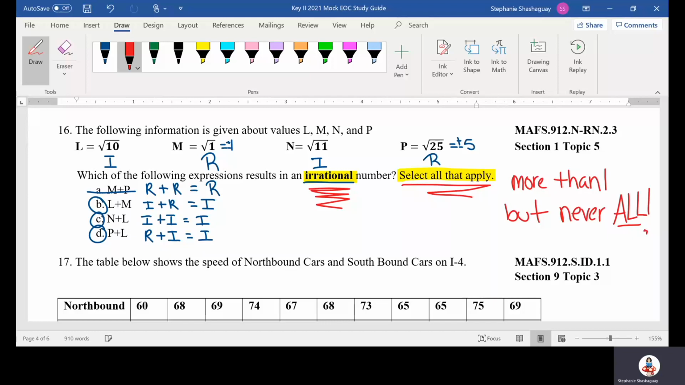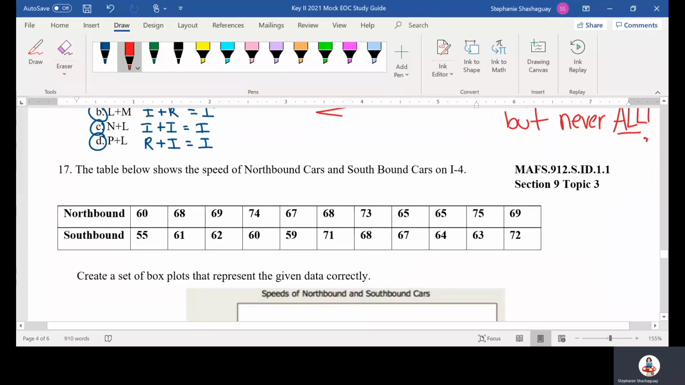That goes for the EOC. You will never select all of the answers. Always more than one, so at least two, but never all.